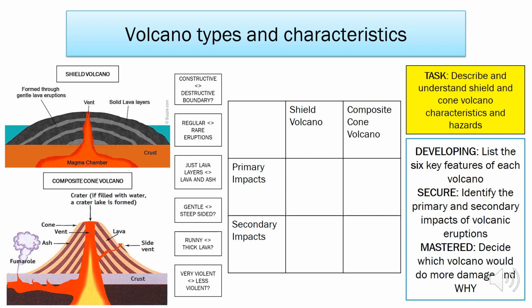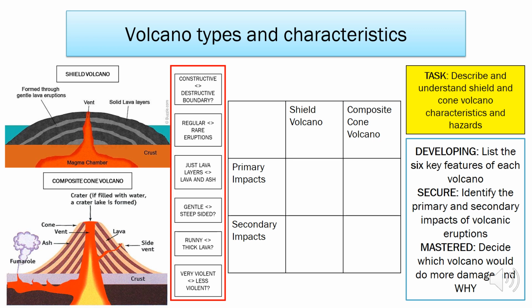For developing, the 6 characteristics you need for this are highlighted for you on your screen. So make sure that you also remember that a primary impact happens as a direct impact of volcanic eruption, and a secondary impact happens as a result of the primary impact. These happen later on. So again, you can pause the video, complete the task that matches your MG level, and upload a picture of your features for each volcano, along with your completed table of primary and secondary impacts onto class charts.